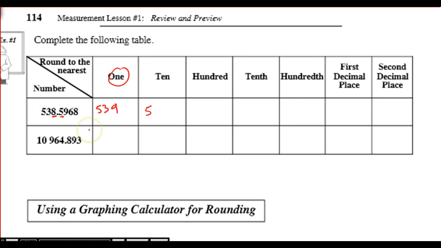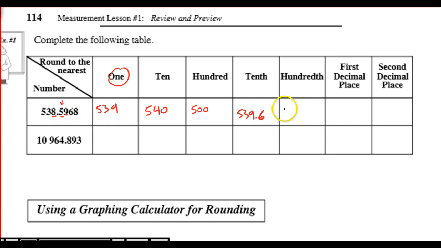So the nearest 10 is going to be 540. Well, I look at the tens place, which is a 3, but the digit after that is an 8. So I'm going to bump that 3 up to a 4, and I'm going to leave it like that. So the nearest 100, well, again, I look at the 5, and the next digit is a 3, so it's just going to be 500. Okay, tenth, that would be the second 5 here, so it's going to be 538.6 because of the 9 there.